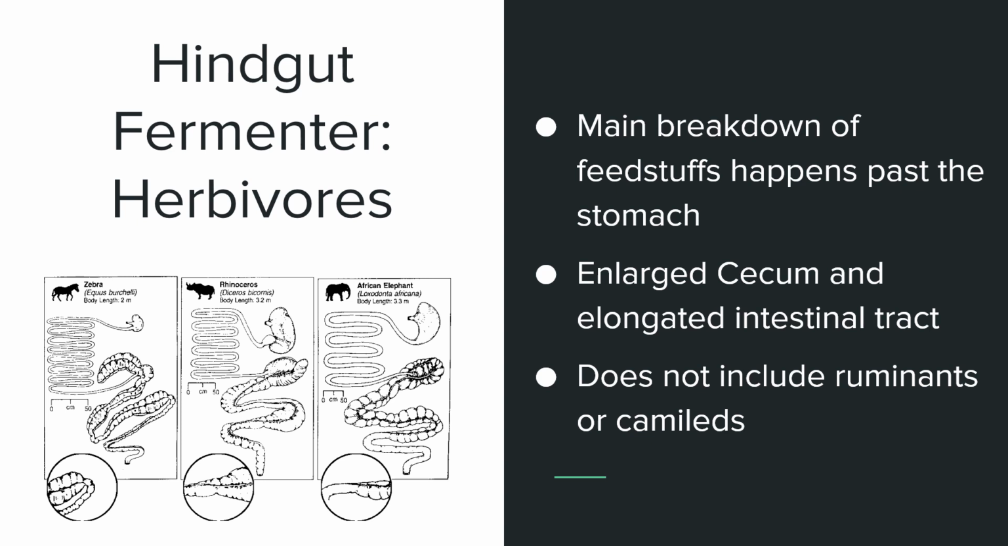So the cecum is going to be the fermentation vat. All of that hay, that roughage, the grasses, the bushes, they're all going to go hide out in the cecum. And that is where the primary breakdown of the particles is going to happen. Now, this does not include ruminants and camelids. Again, ruminants and camelids are not hindgut fermenters. They're outside of this piece. They're going to have something different going on.